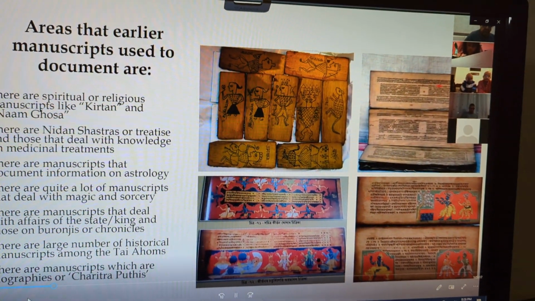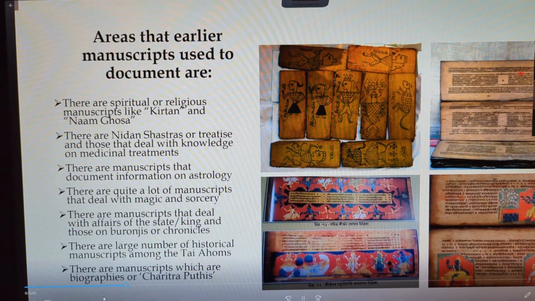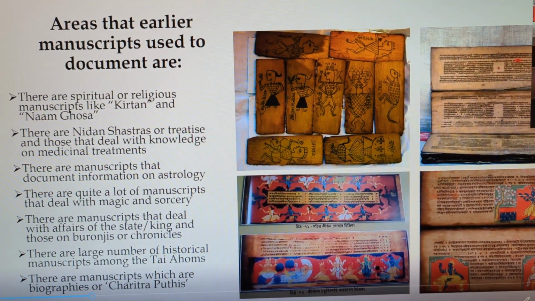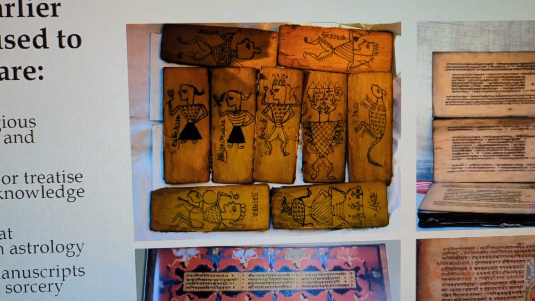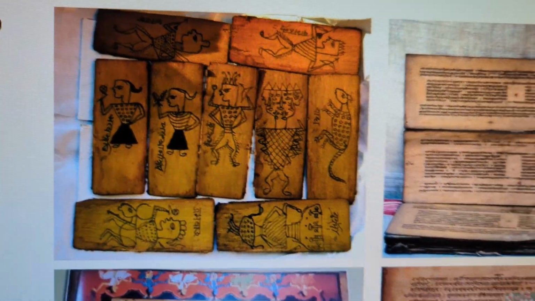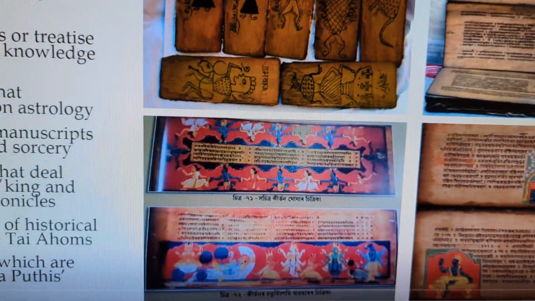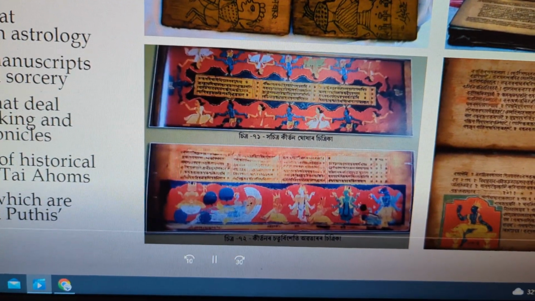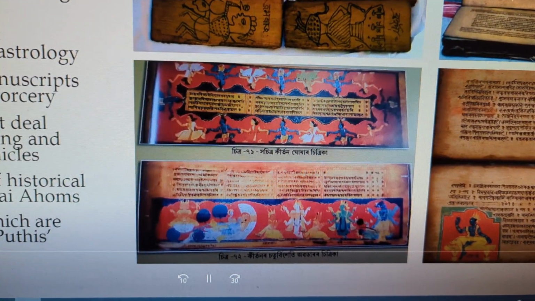So the areas that manuscripts document or cover, the first one is these are manuscripts related to black magic found in Mayong. And the second one is Nidan Sashtra, information related to medical treatments. The third picture that you see is these are manuscripts from Kirtan Gukha, and the last one is Borgid illustration.